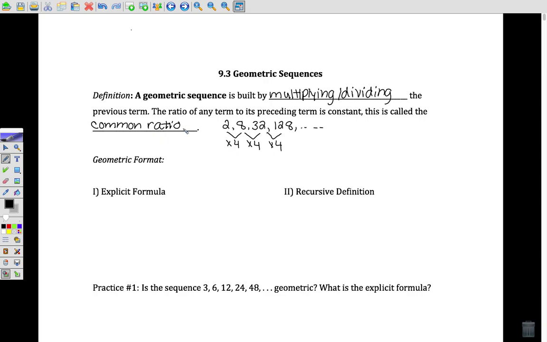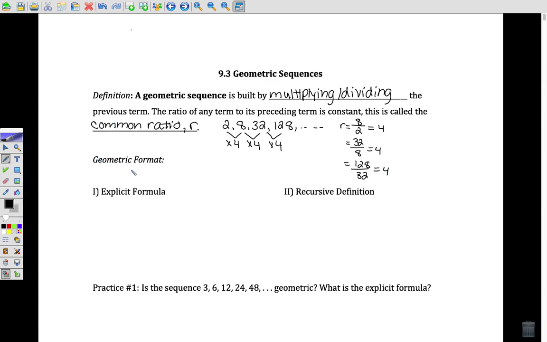Now we call the common ratio R, just like we called the common difference D in an arithmetic sequence. If it's not always apparent what the common ratio is, you can always take a term and divide it by its preceding term to get the common ratio. So in this case, 8 divided by 2 should be the same as 32 divided by 8, and 128 divided by 32. That will always give me what the common ratio is.